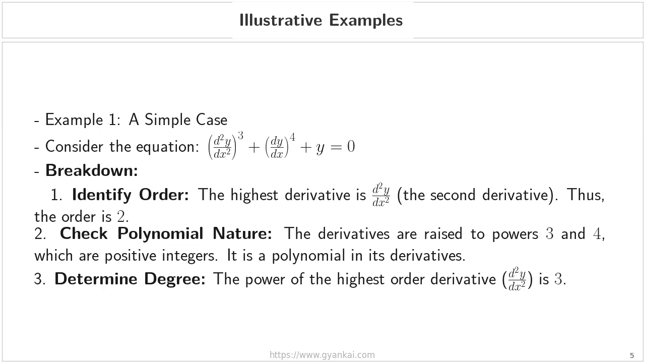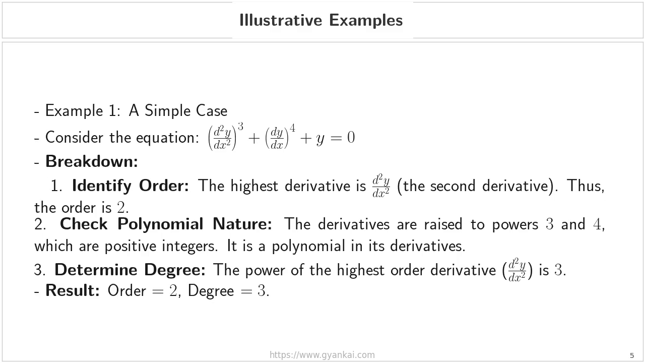Finally, we determine the degree. Remember, the degree is specifically the power attached to that highest order derivative we identified in step 1. Looking back at our second derivative, we can see it is raised to the power of 3. So, to summarize our result for this example, the order is 2 and the degree is 3. Keep this logic in mind, because in the next slide, I'll show you what happens when that polynomial condition is not met.